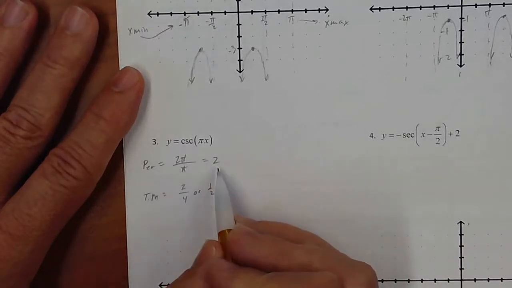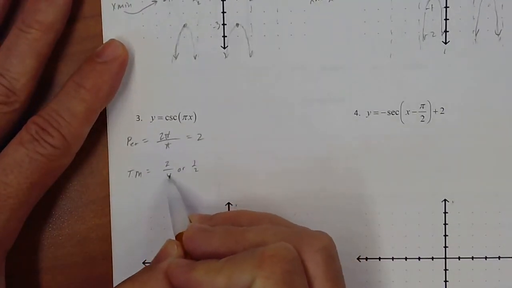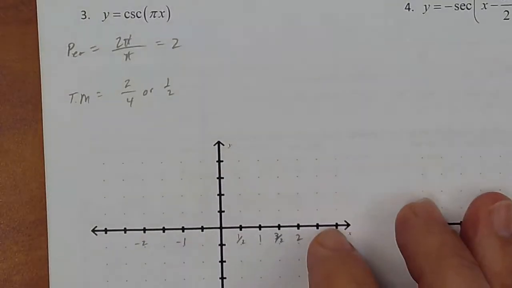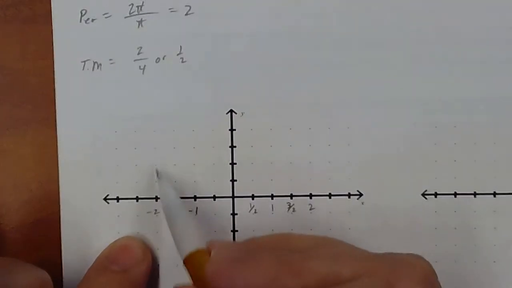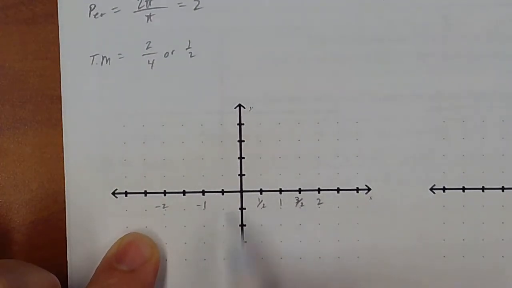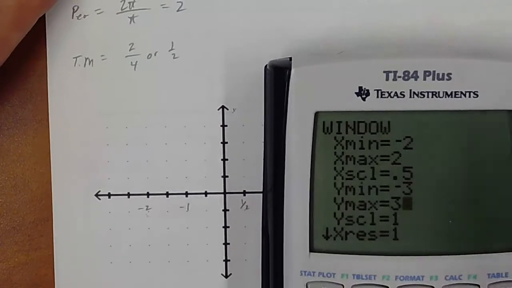Okay. So our period is 2. Making our tick marks. 2 divided by 4, or 1/2. So remember, this is critical. Don't even pick up your calculator till you figure out how you should set this up. Because now, if you don't set up your window correctly, your key points won't be correct. So negative 2 to 2. All right, it's exactly how I want to set this up.